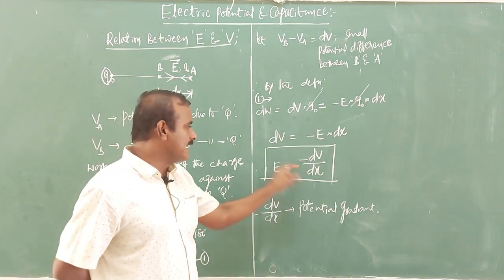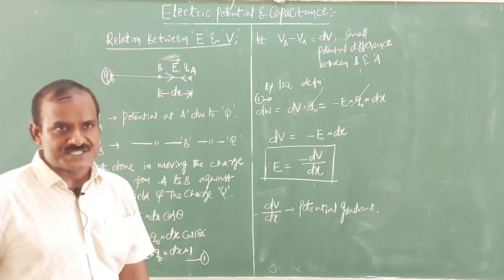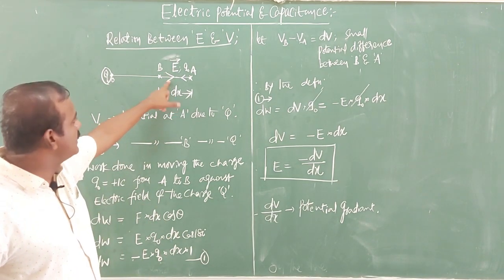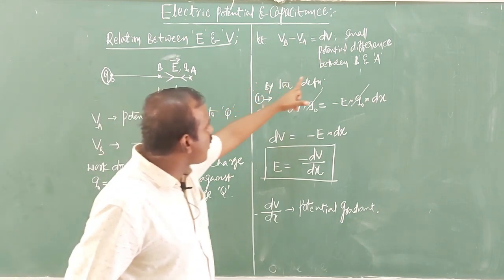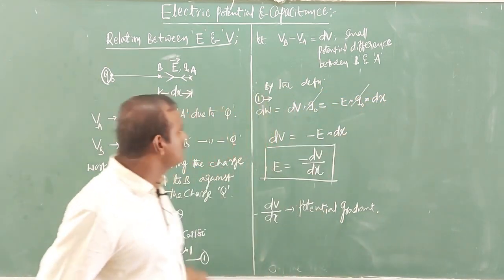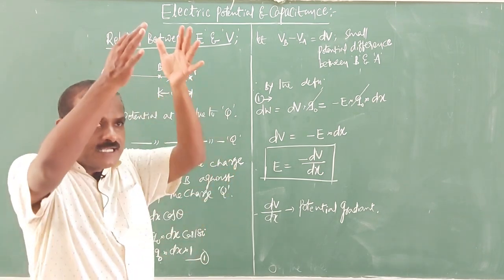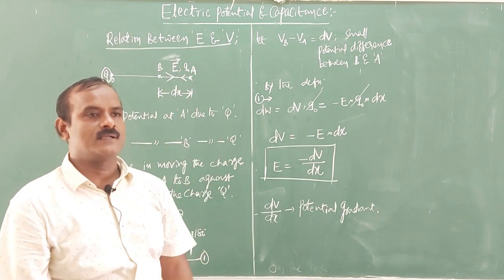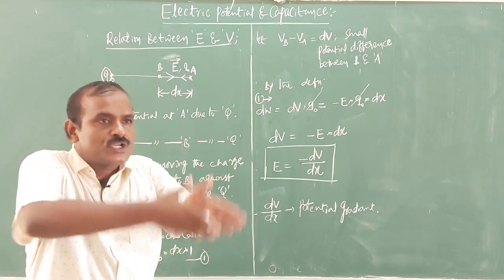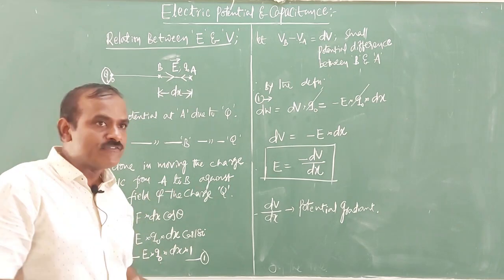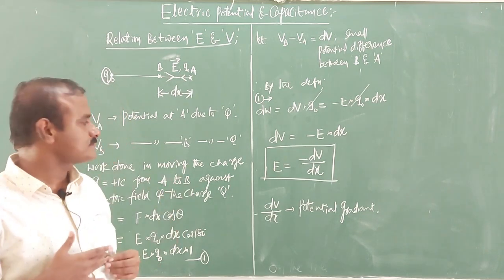Also, the negative sign signifies that the direction of electric field will be in the direction of decreasing potential. So the direction along which potential decreases, in that direction the electric field is directed.